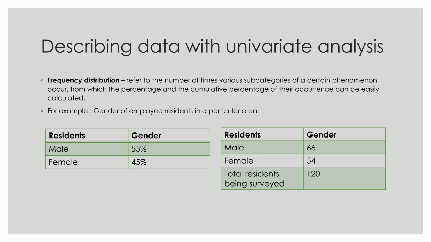There are many ways to conduct univariate analysis: frequency distributions, measures of central tendency, and dispersion. Frequency distributions refer to the number of times various subcategories of a certain phenomenon occur, from which the percentage and the cumulative percentage of their occurrence can be easily calculated. In the table below depicting residents' gender, you see the percentage of both male and female among the employed residents in a particular area. This is an example of frequency distribution.